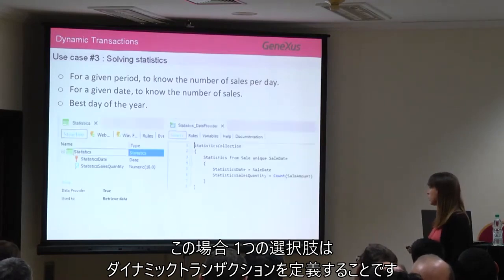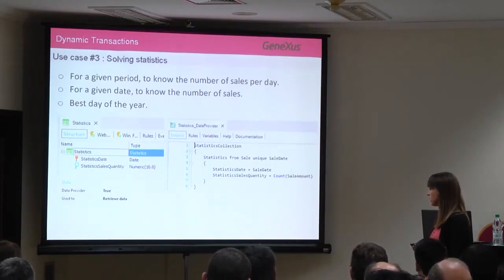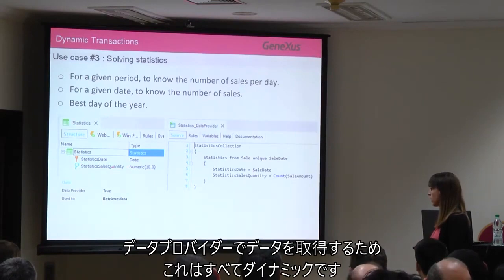So one further alternative would be to define a dynamic transaction. I called it the statistics in this case, and I said as a key is going to be date, statistics date, and a statistics sales quantity. That's all. It's dynamic because it's to retrieve data with the data provider.